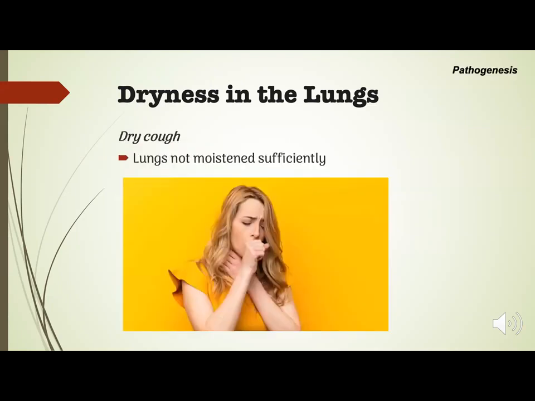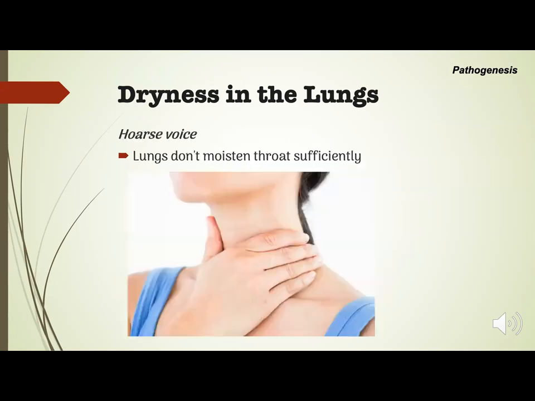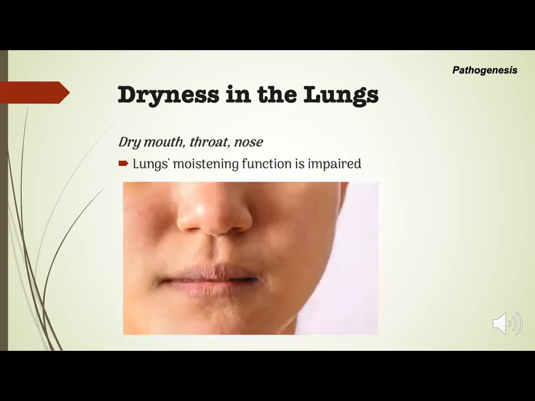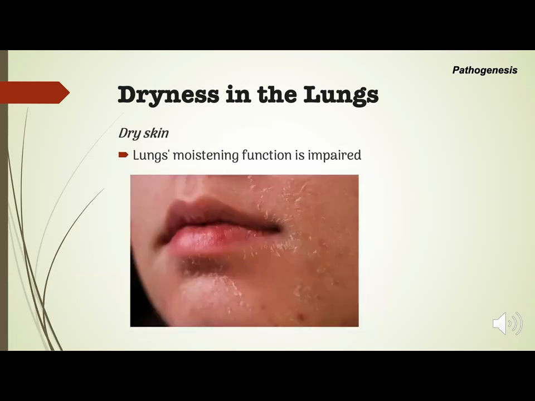There is dry cough because the lungs are not moistened sufficiently. The voice is hoarse because the lungs do not moisten the throat sufficiently. The throat is dry because, again, the lungs don't moisten the throat sufficiently. Dry mouth, throat, and nose is due to the fact that there is impairment of the lungs' moistening function. Skin is dry because of impairment of the lungs' moistening function.